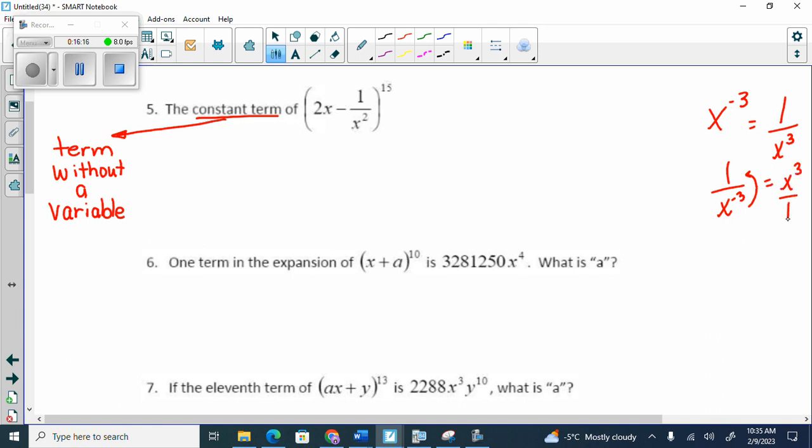Okay? Do you agree? All right. Fun fact, if you have x cubed down here, we can rewrite it as x to the what up here? Negative 3. True statement. So you can take anything from the bottom and it becomes to the top.